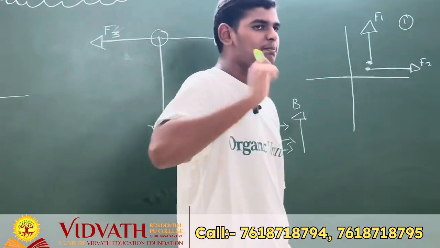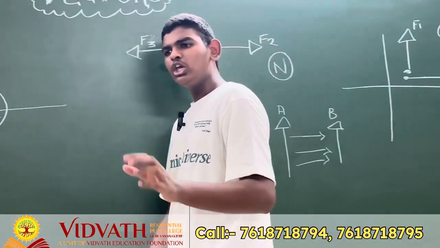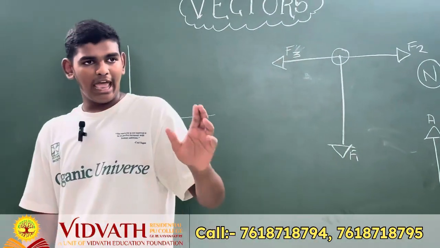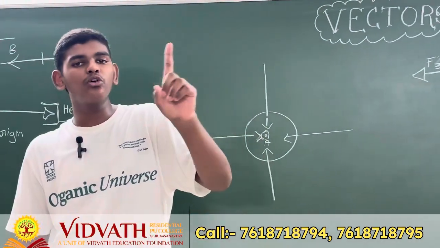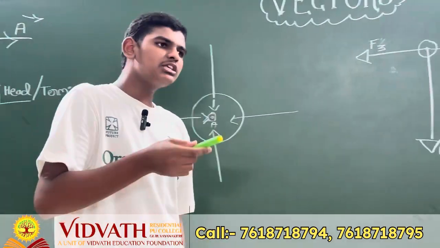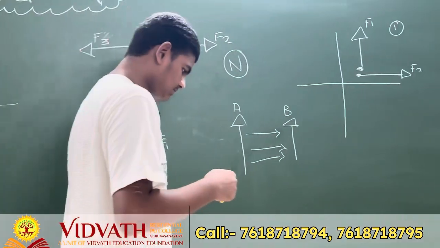Moving to the last and eighth type of vector, the unit vector. A unit vector can be written with a cap. Any vector which has a magnitude of 1 is known as a unit vector. This usually comes in handy in numericals.